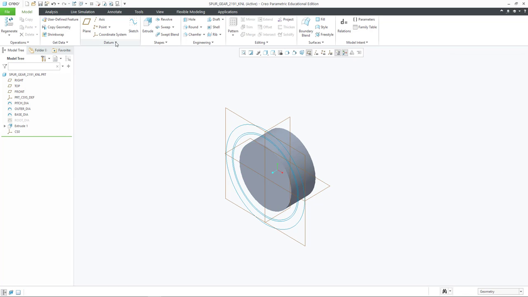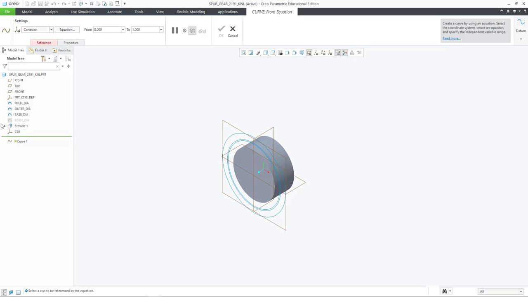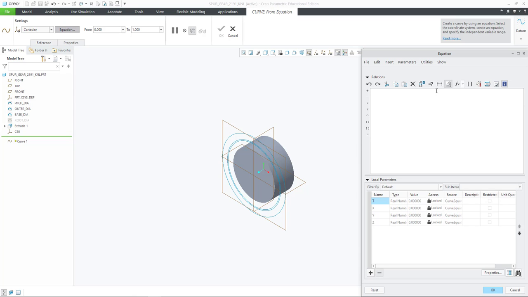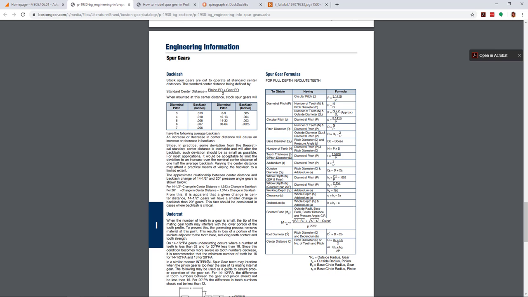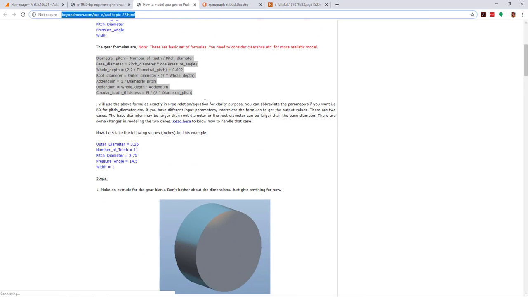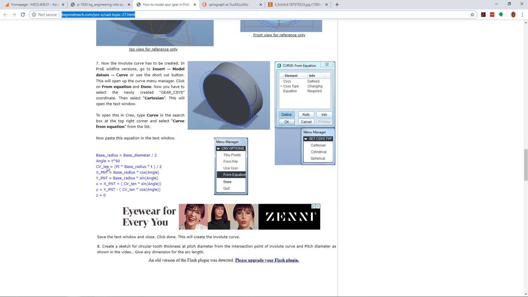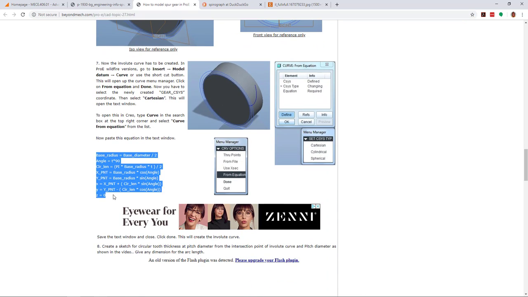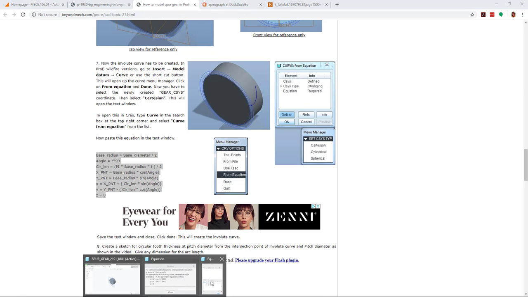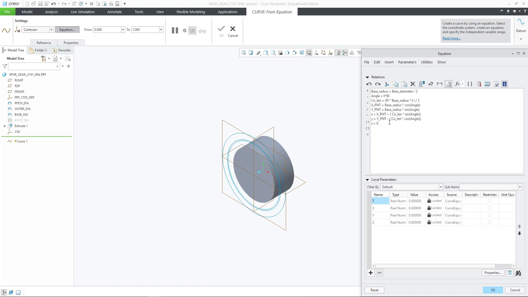Alright, the next thing we're going to do is add a curve from an equation. So we need to select a coordinate system to start our equation, and from the equation box we're going to add some equations. Those are provided on the How to Model Spur Gears page. I've gone through all this stuff before. Alright, and here's our equations. Copy and paste. And essentially we're going to be calculating out some X and Y locations at different times.